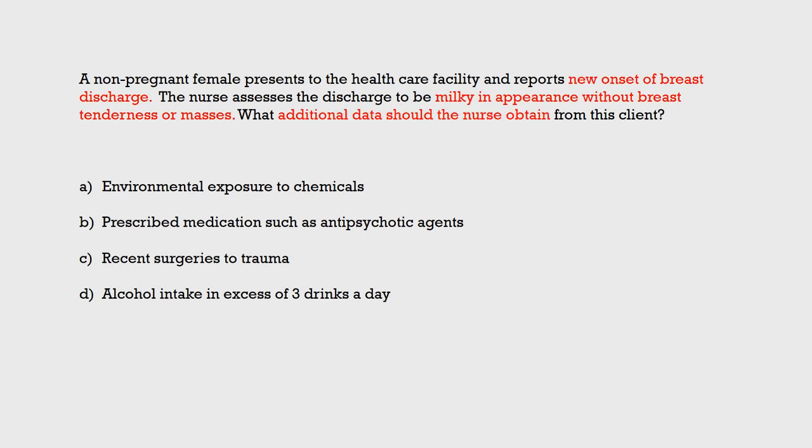Let's look at our keywords. So it's a new onset of discharge. That's a keyword, the new onset. She doesn't have any sort of tenderness or masses associated with this, so what else do we need to know? Environmental exposure to chemicals, prescribed medications such as antipsychotic agents, recent surgeries or trauma, alcohol intake in excess of 3 drinks a day.